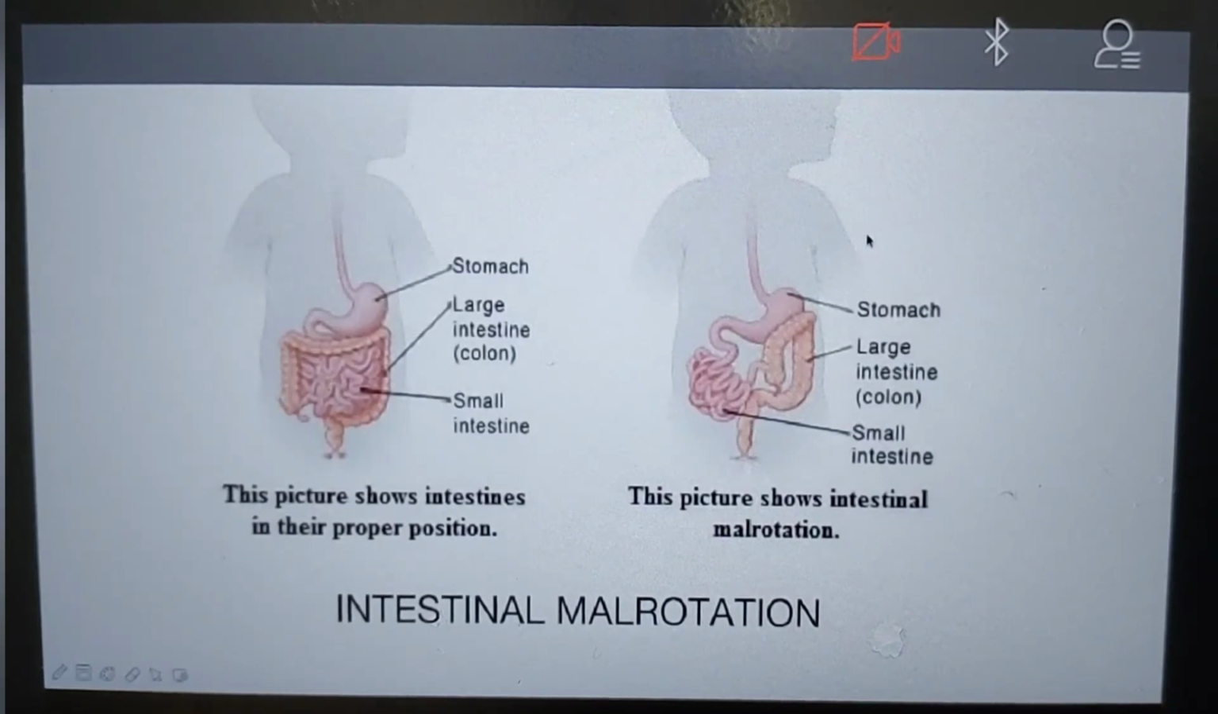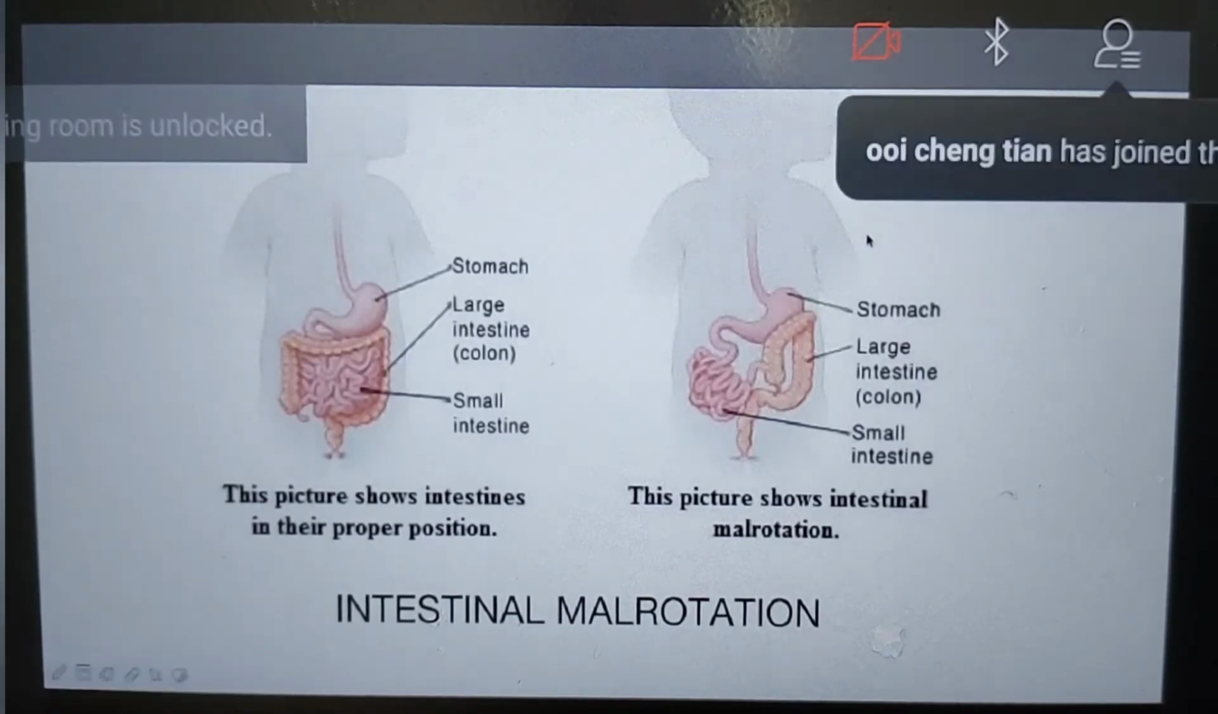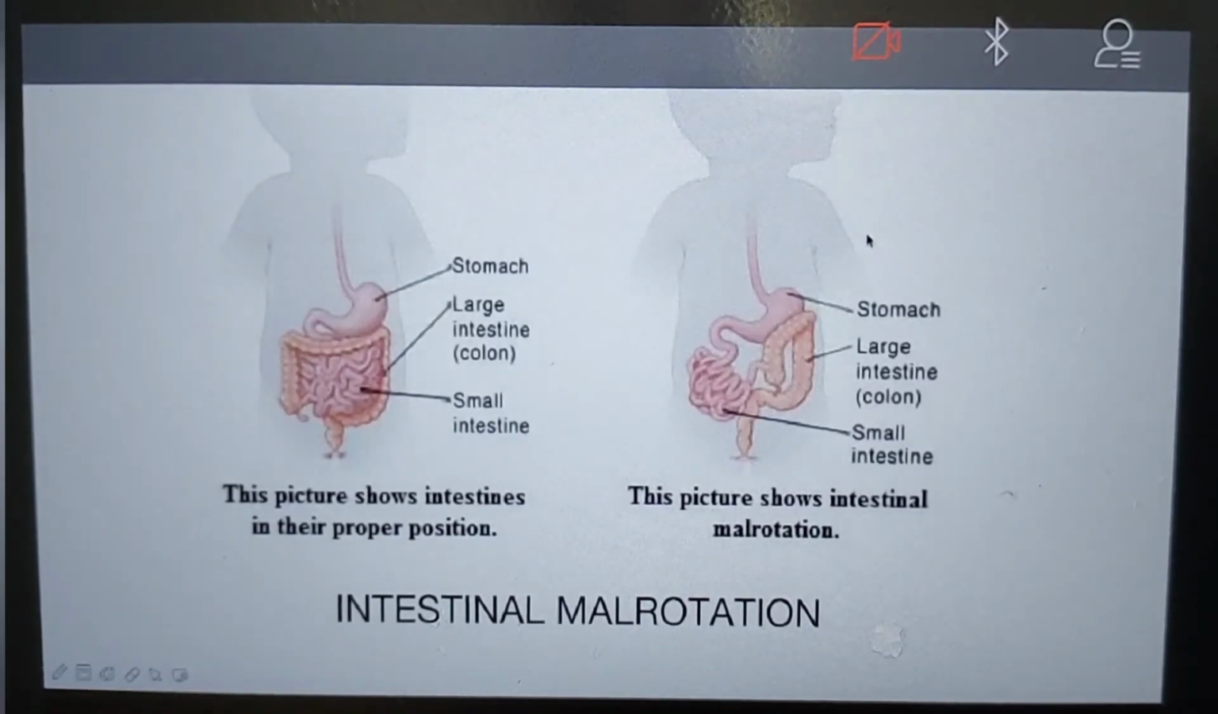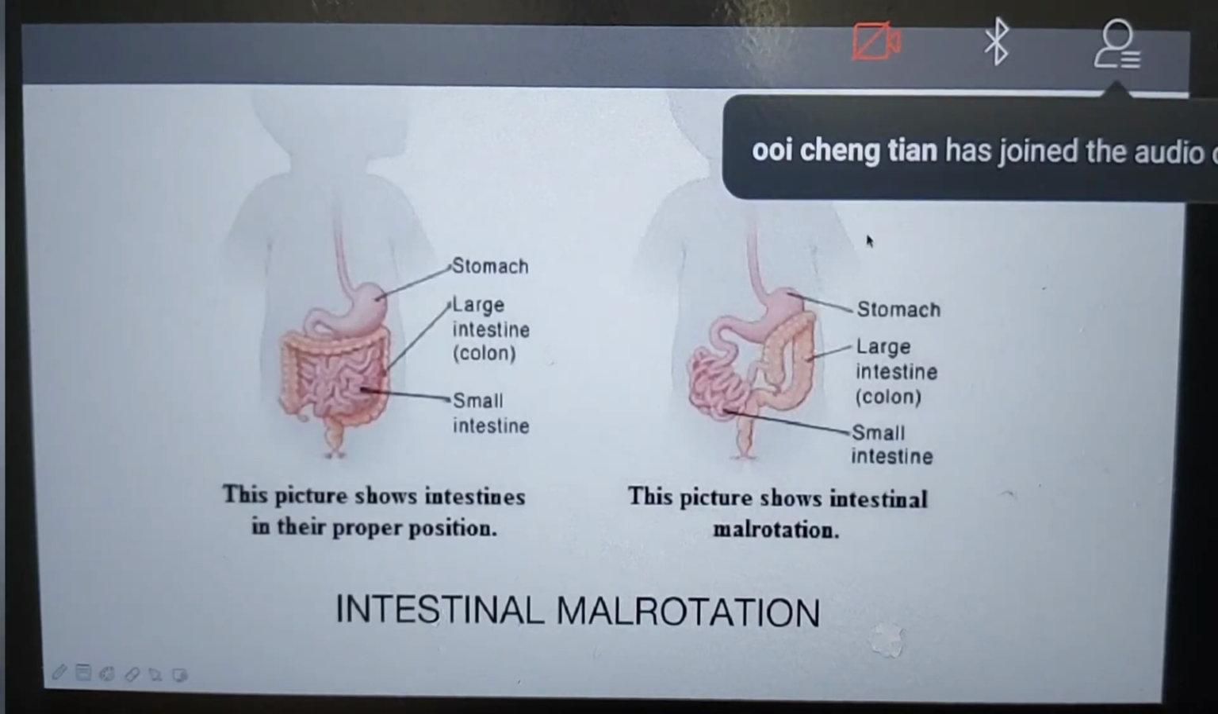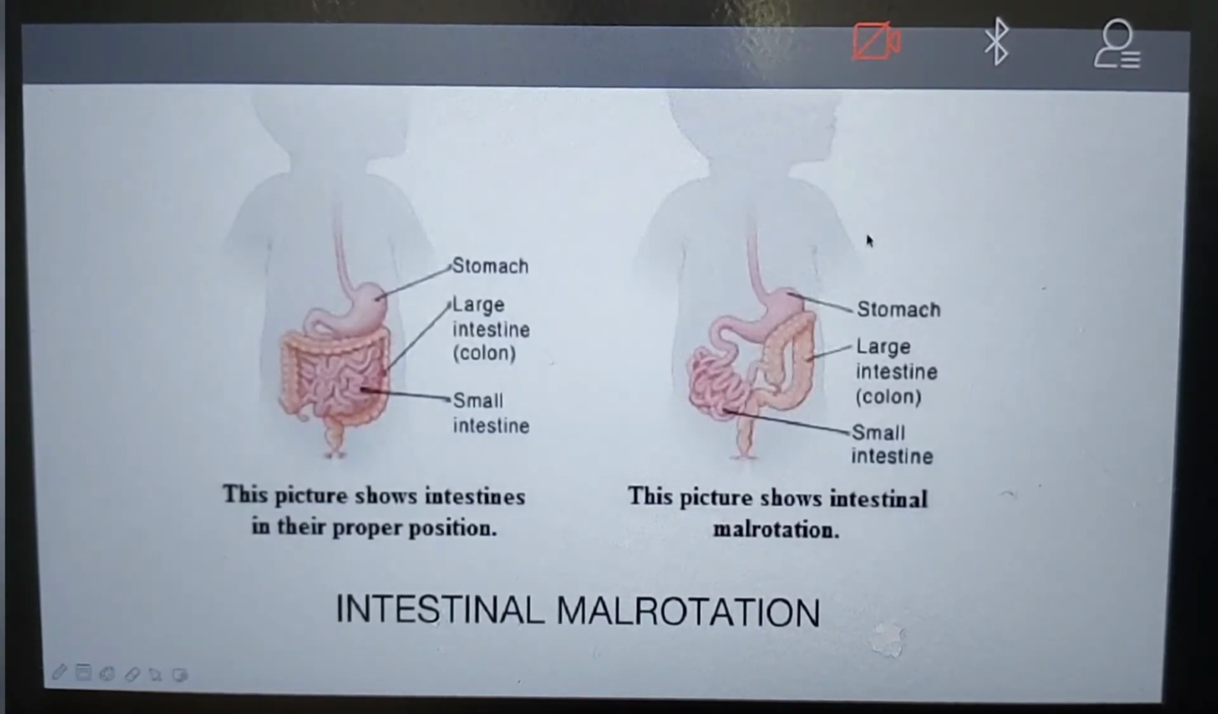So this is intestinal malrotation. On the left picture you can see the actual position of the intestine. However, the right picture is where malrotation happens. It is congenital; in the mother's womb the intestine is already malrotated, not in the proper position it should be. If it twists, it can become volvulus, and volvulus is very dangerous.